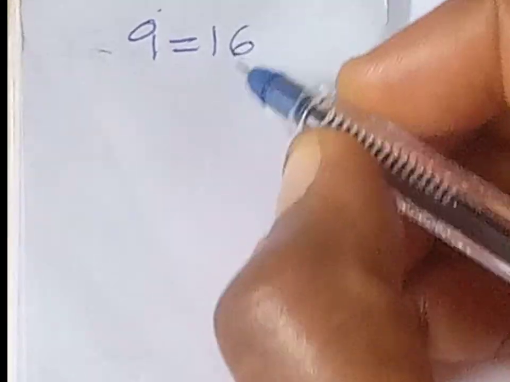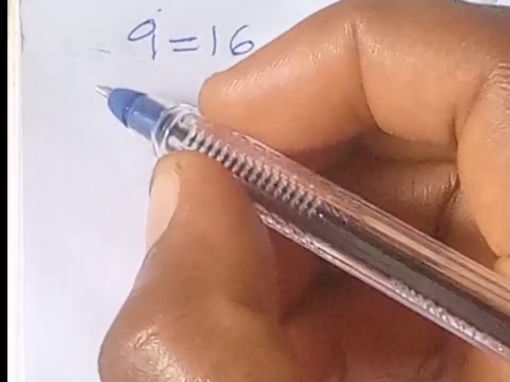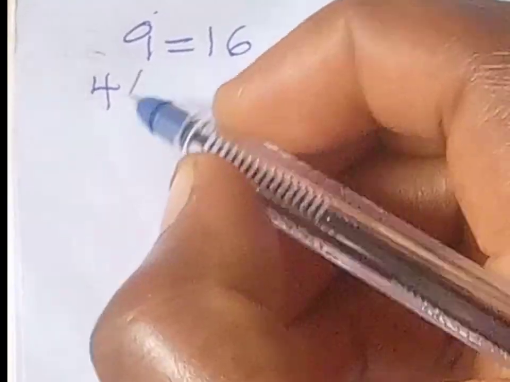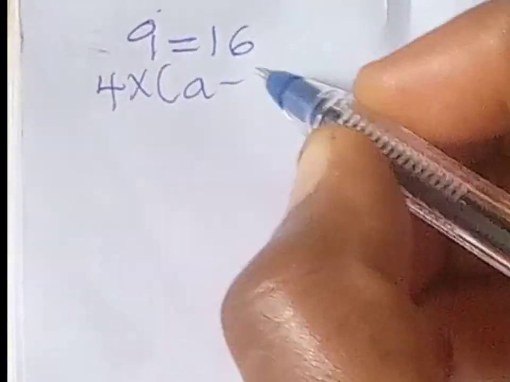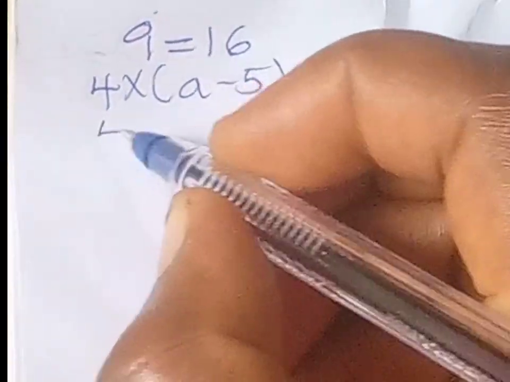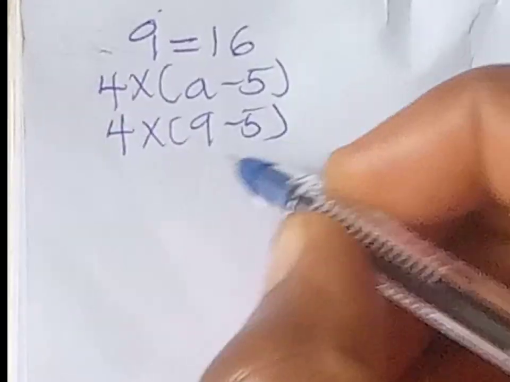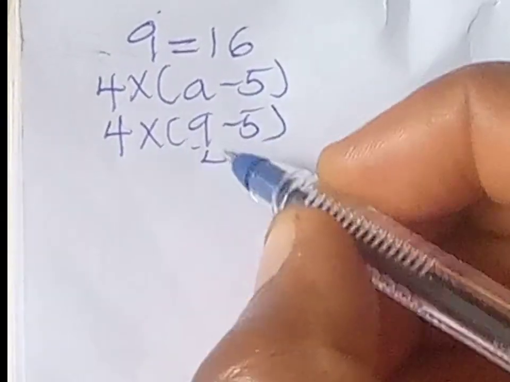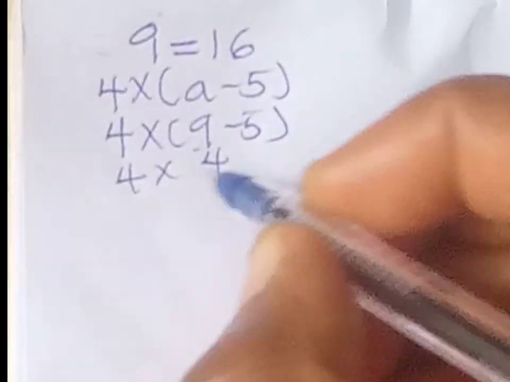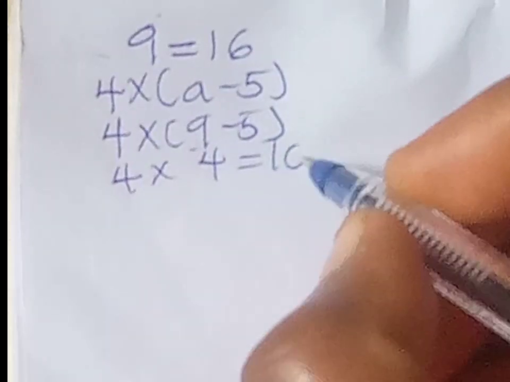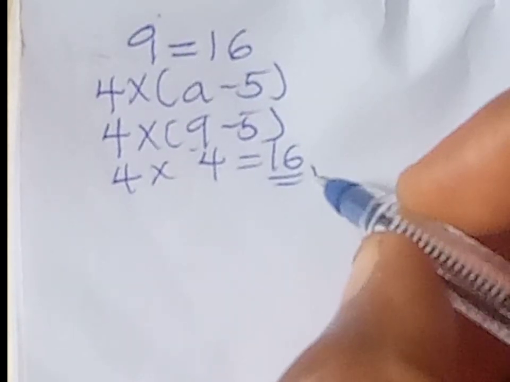Now let's look at the third row, which says 9 equals 16. Using our formula above, which says 4 times open bracket a minus 5. So we have that 4 multiplied by 9 minus 5. 9 minus 5 will give us 4. So 4 multiplied by 4 will give us 16, which is perfect.